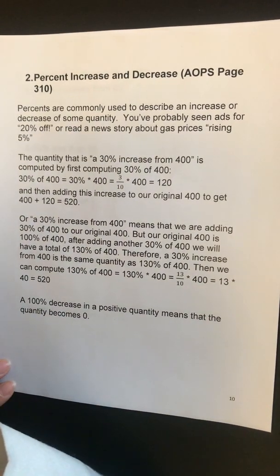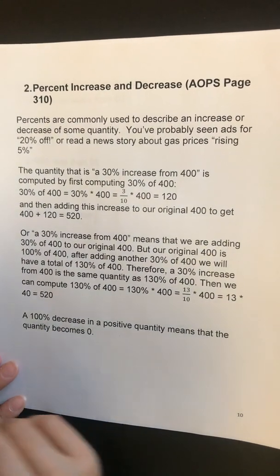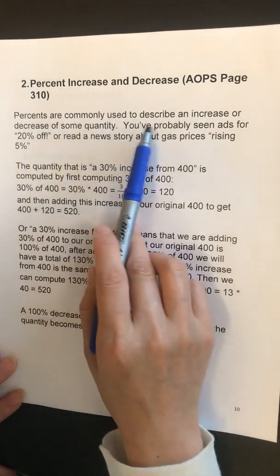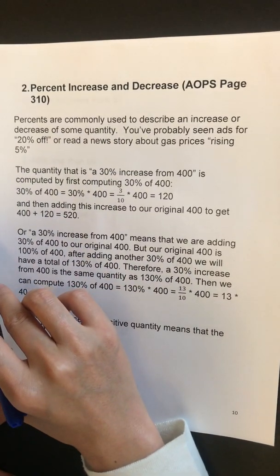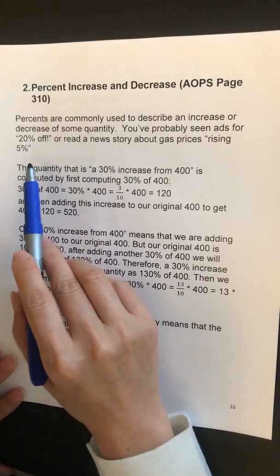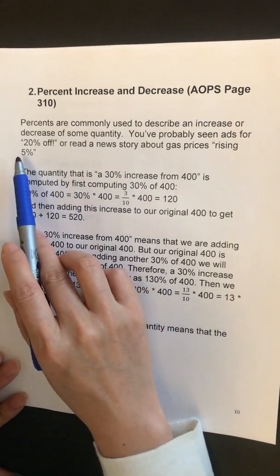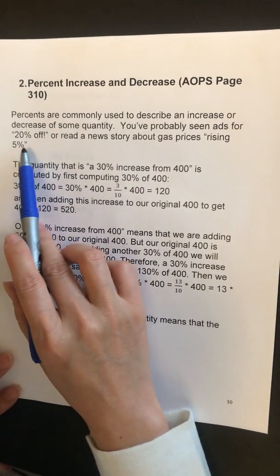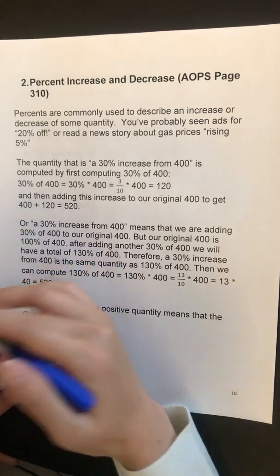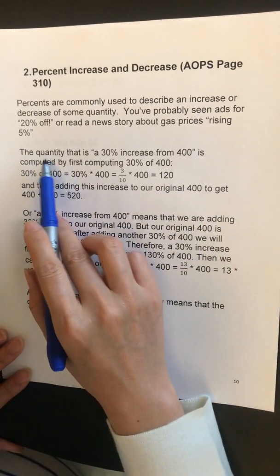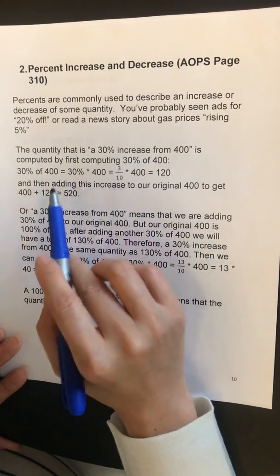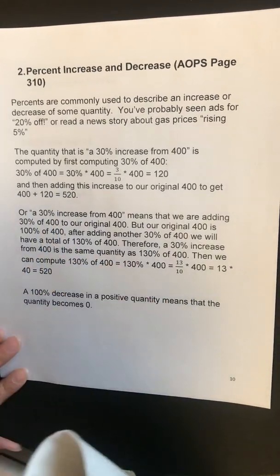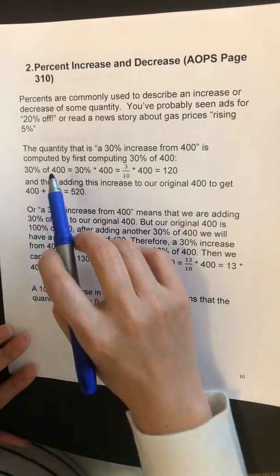Number 2, percent increase and decrease. So percents are commonly used to describe an increase or decrease of some quantity. We have seen examples like 20% off or 30% increase. For example, the quantity that is a 30% increase from 400, we can do this in two different ways.